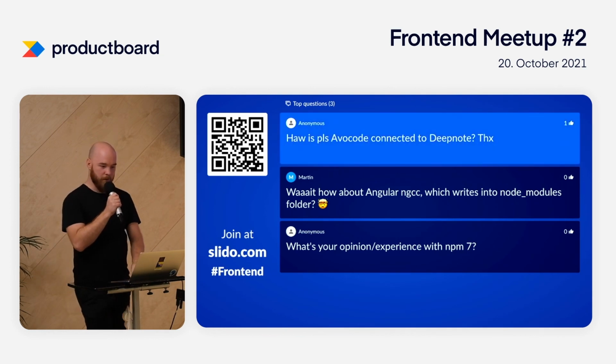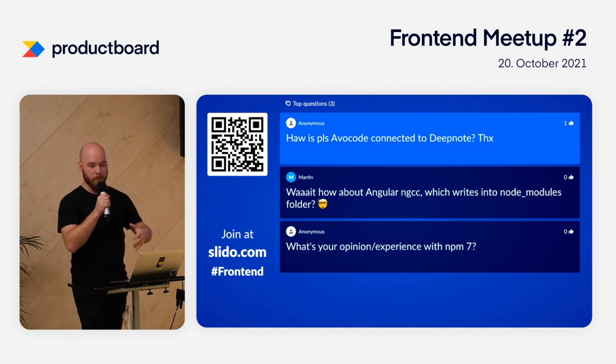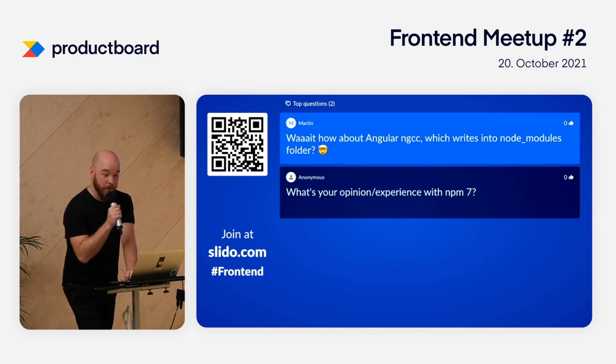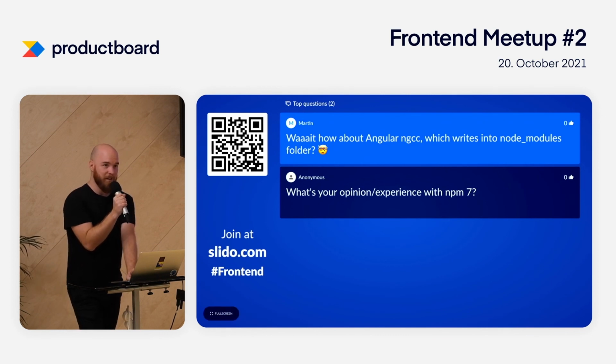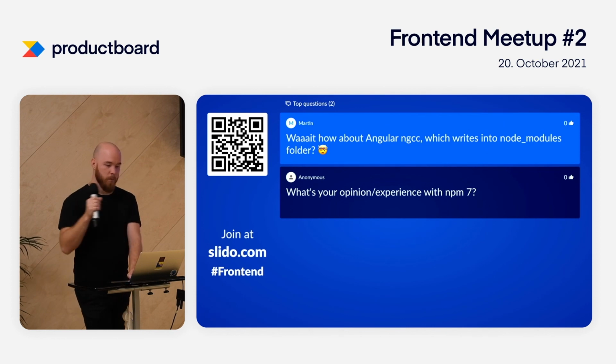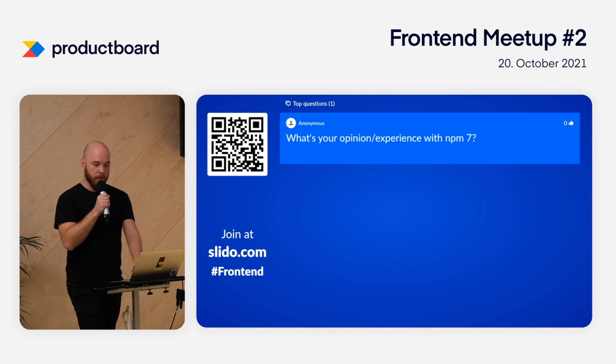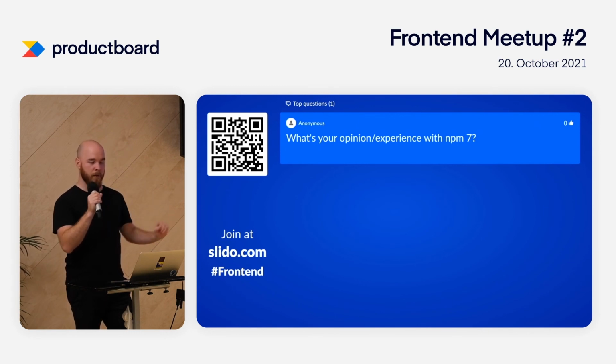How is Avocode? Sorry, I worked in Avocode and now I work in Deepnote. How about Angular and GCC? Yeah, I don't know. I have never worked with Angular, so sorry if this is a little bit ignorant, but I would be happy to hear. Yeah, again, I don't have experience with NPM 7. What I read and hear is that it's great. They did a lot of great stuff, partially inspired by Yarn stuff.